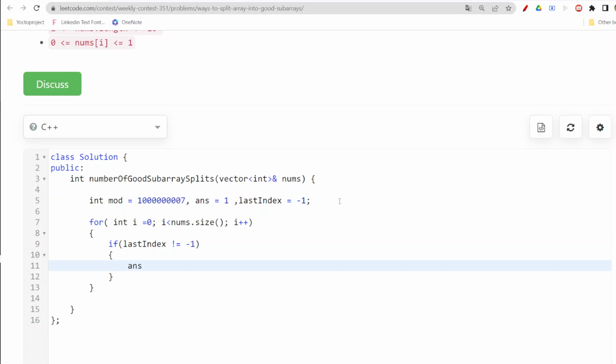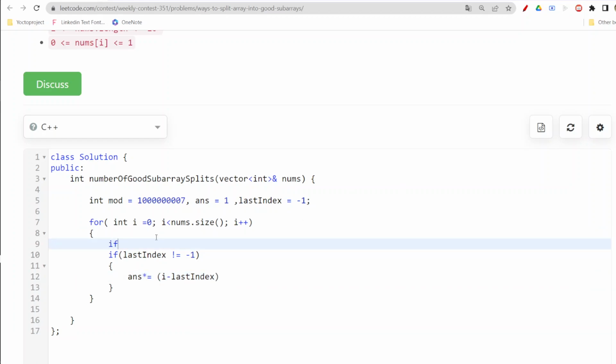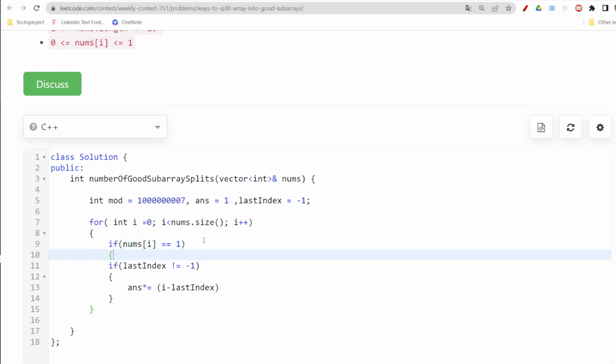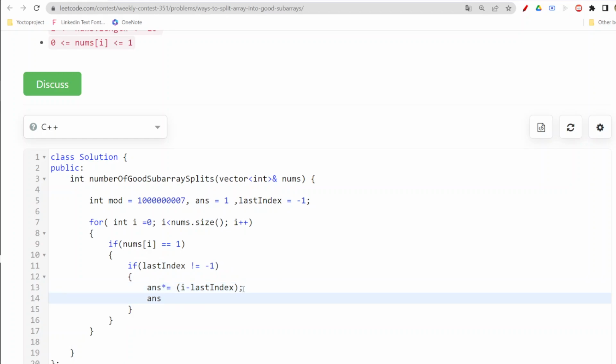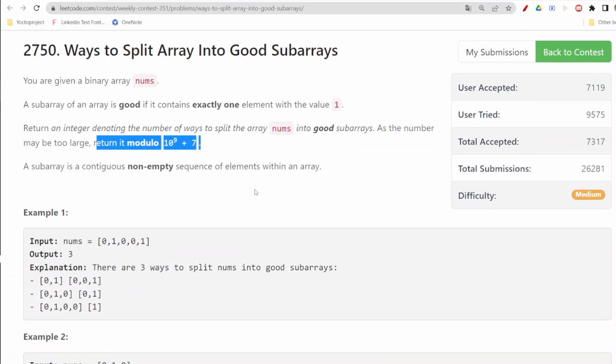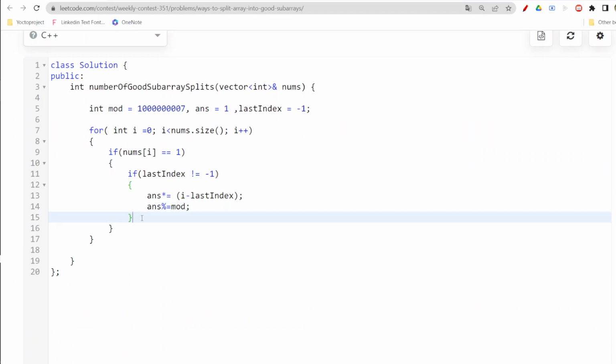what we are required to do, we just need to answer as we are required to multiply with answer, right? In that, what we are required to multiply is the present index at which we are able to figure out the one and the last index. And this also we are required to do in that scenario only if our nums of I is equals to 1. And then we are required to do modulo with this particular answer because it is already mentioned in the question that we are required to return this. So that's the thing. We will be doing that straightforward here.